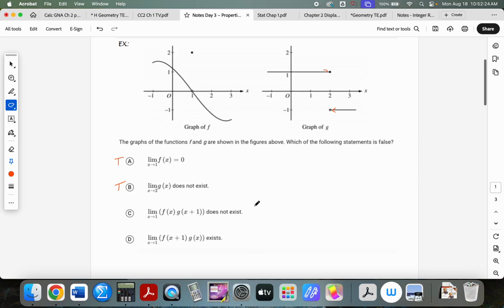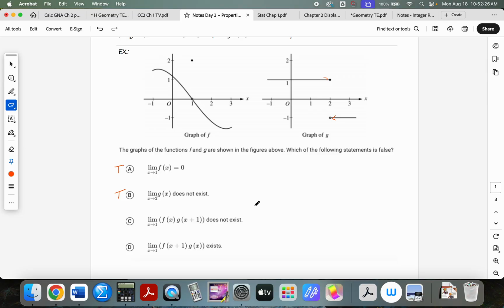Here's where it starts to get a little more interesting. The limit as x approaches 1 of f of x times g of x plus 1 does not exist. Now, for this, you got to go, well, wait a minute. As x approaches 1, f of x is going to approach 0, but g of x plus 1, as x approaches 1, is like g where we're approaching 2, and that doesn't exist. Just because one of these two doesn't exist, it doesn't mean this whole thing doesn't exist. You're going to have to look from the left and from the right.